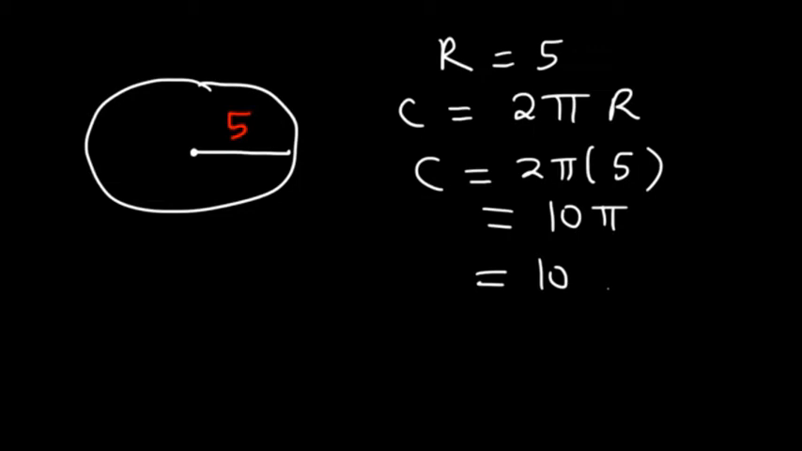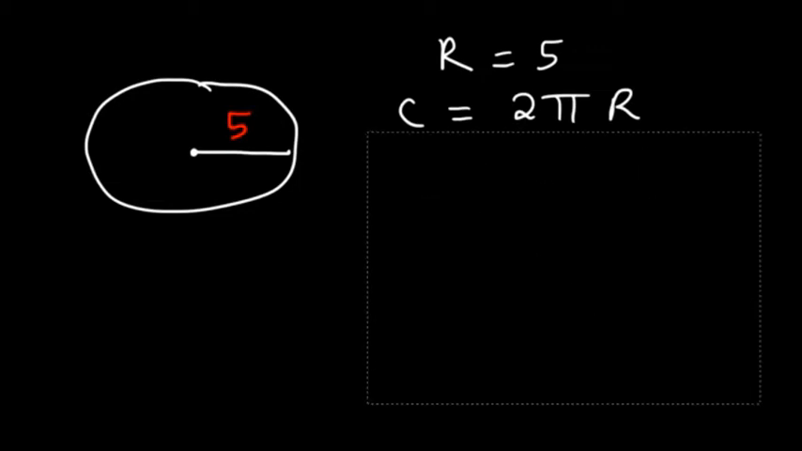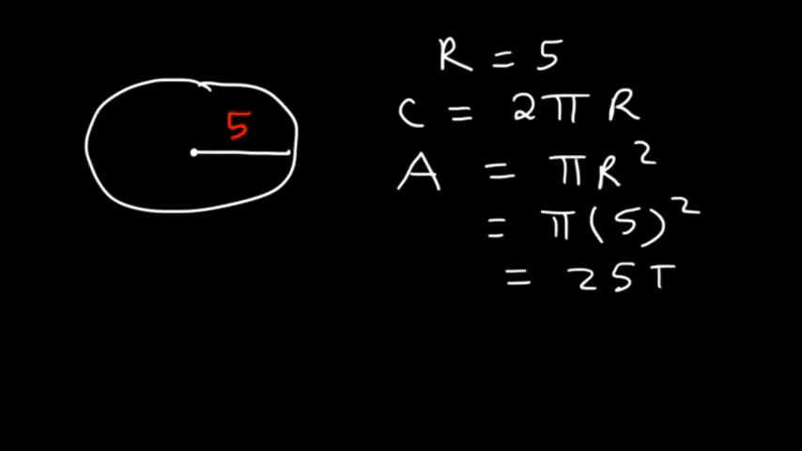Now what is the equation for the area of a circle? The area of a circle is pi r squared. So for this particular example, it's pi times 5 squared. 5 squared is 25, so the area is 25 pi. So 25 times pi, I'm going to use the exact value. As a decimal, that's 78.54.